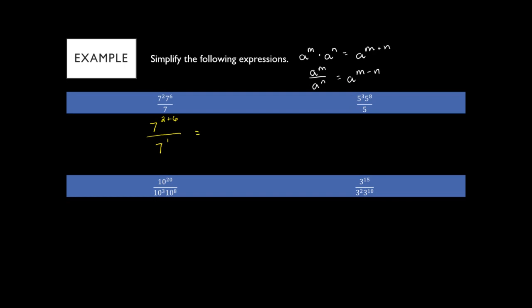Now I don't really have any room here, so I'm going to move to the right. So I get 8 as my exponent on the top because 2 plus 6 is 8. And then I have 7 over 1. And now we're going to use the rule with the fractions where you subtract the exponents top minus bottom. So that's 7, and then it's going to be 8 minus 1, which gives us 7 to the 7.